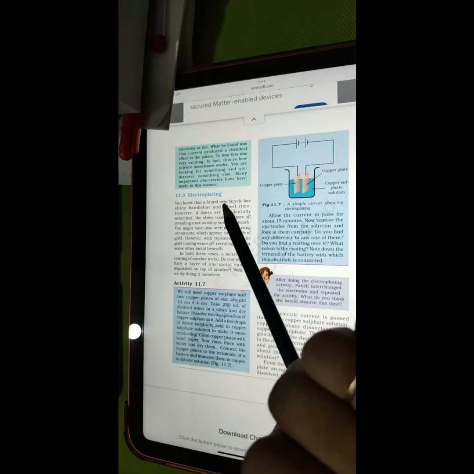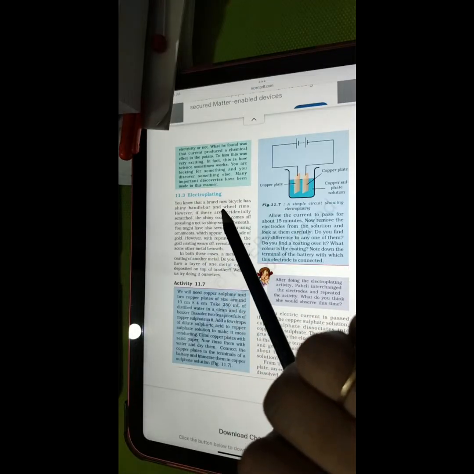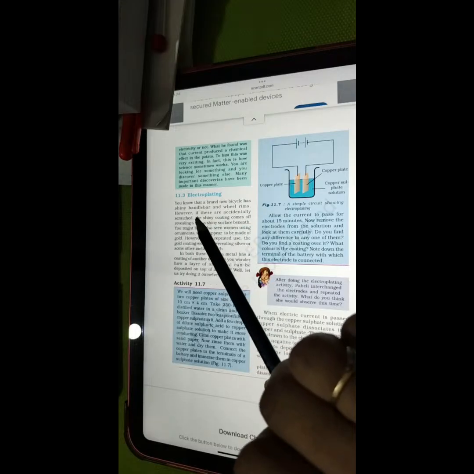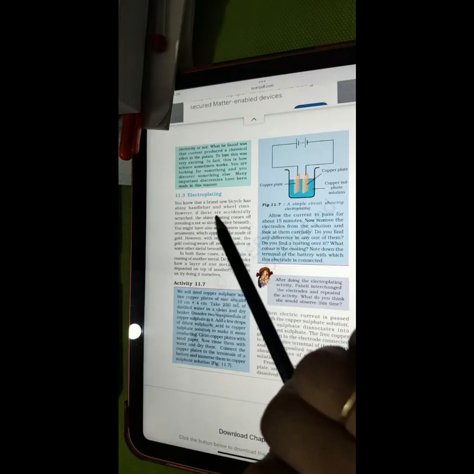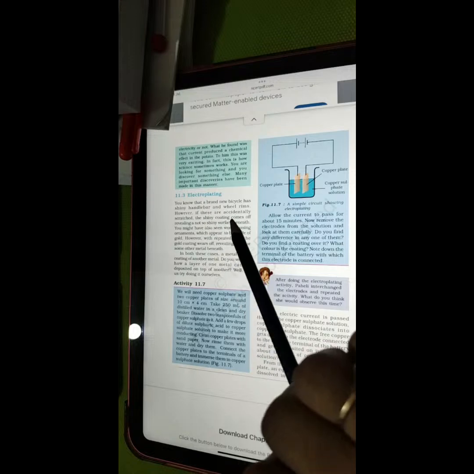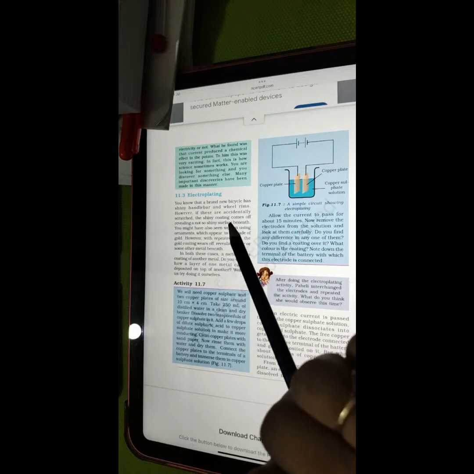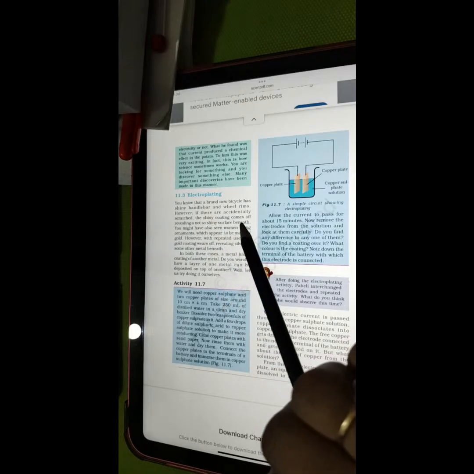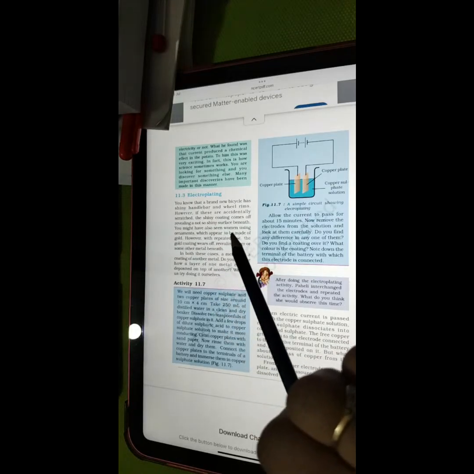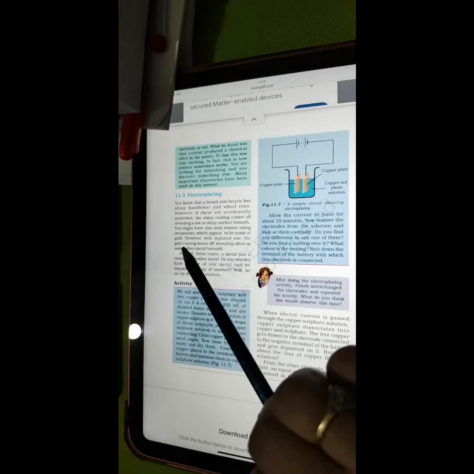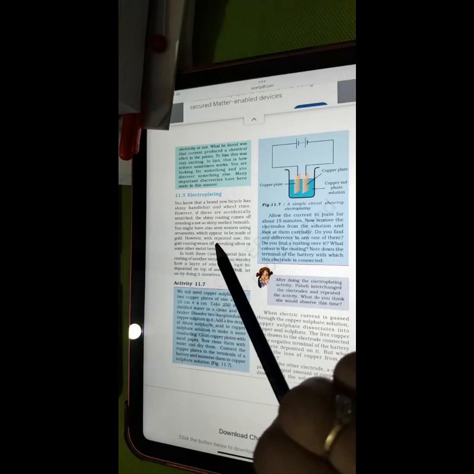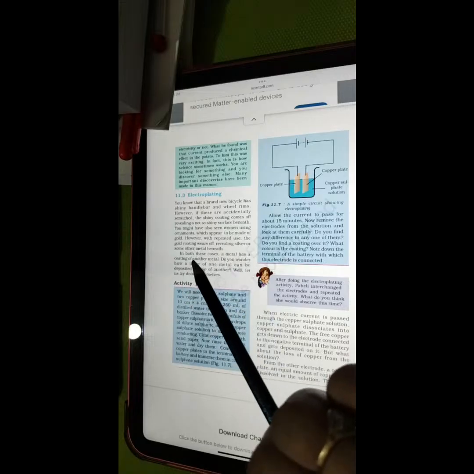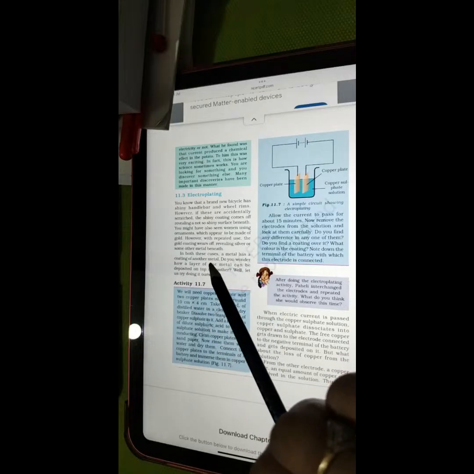11.3 Electroplating. You know that a brand new bicycle has shiny handlebar and wheel rims. However, if these are accidentally scratched, the shiny coating comes off, revealing a not so shiny surface beneath. You might have also seen women using ornaments which appear to be made up of gold. However, with repeated use, the gold coating wears off, revealing silver or some other metal beneath. In both of these cases, a metal has a coating of another metal.